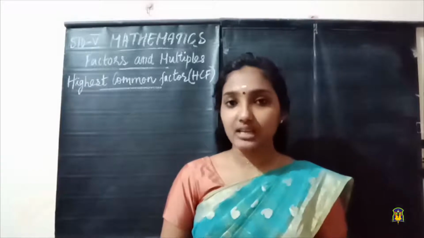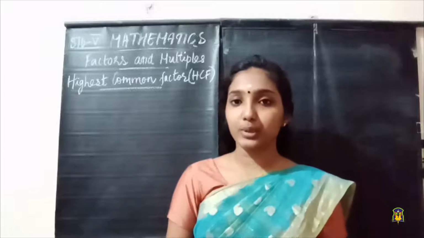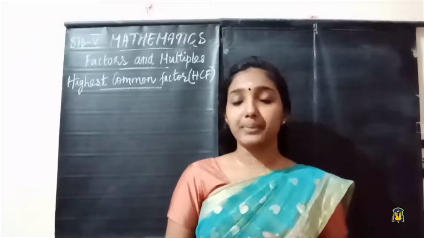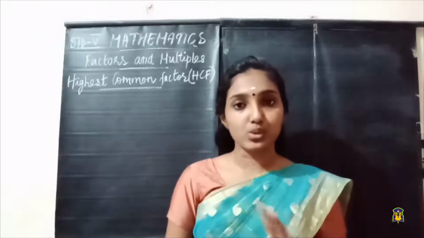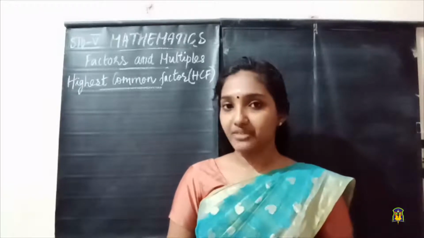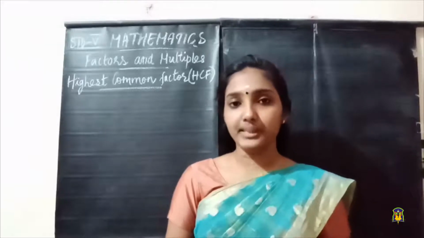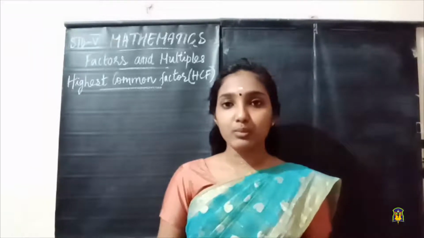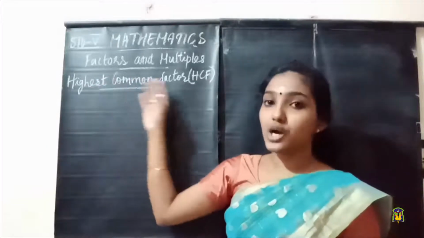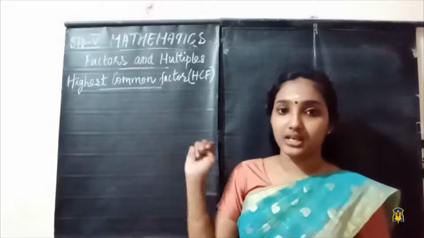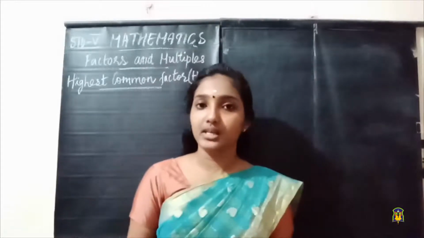So we were discussing our chapter factors and multiples, and in the previous class we studied the prime factorization of numbers, right? And in that we discussed two methods to find the prime factorization, the factor tree method and the short division method. Okay, so today we are moving on to our next topic in the chapter, and it is the highest common factor or the HCF. We are going to find out the HCF of given numbers.